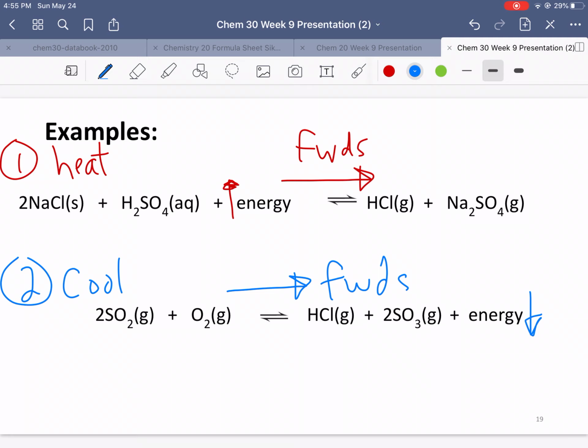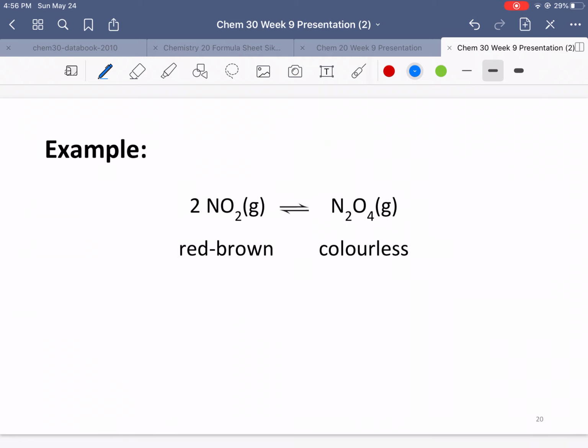Okay? Think about the logic. It's always about opposing the stress put on a system. Now, this example is the one that you have in your notes. Now, something's missing here, though. We're going to analyze these from the perspective of temperature changes, so heating a system or cooling a system. But at this point, you have no idea if it's exothermic or endothermic.